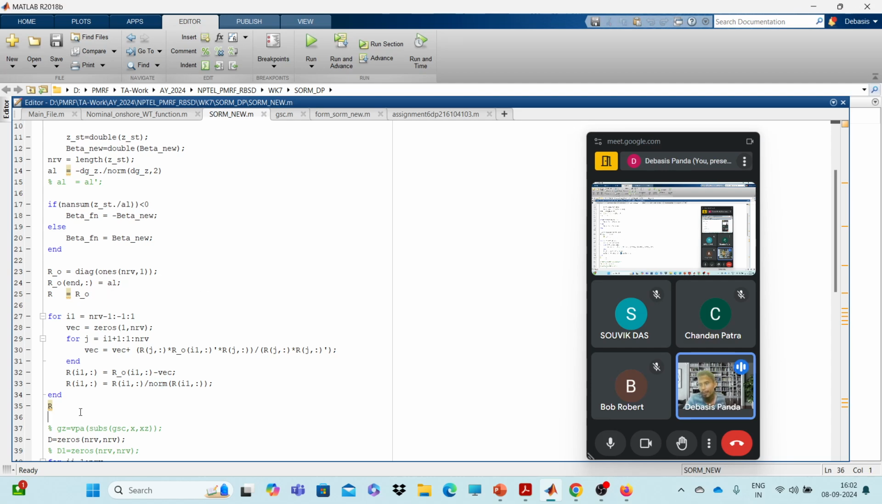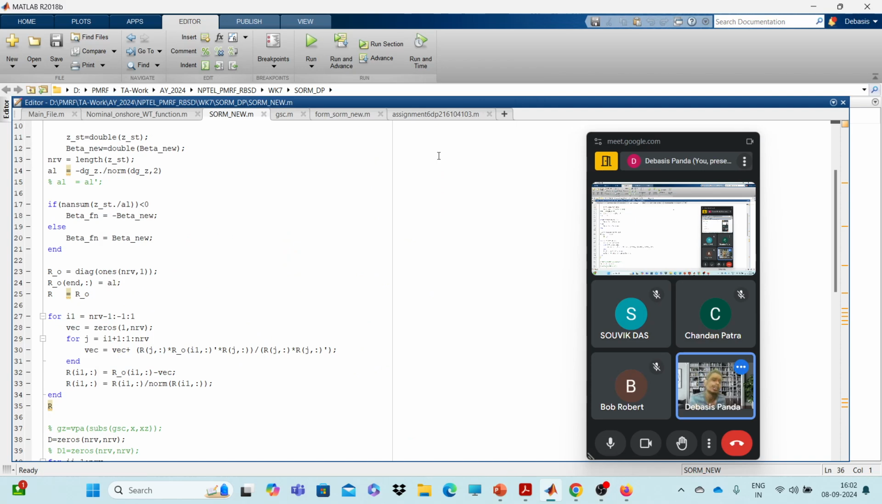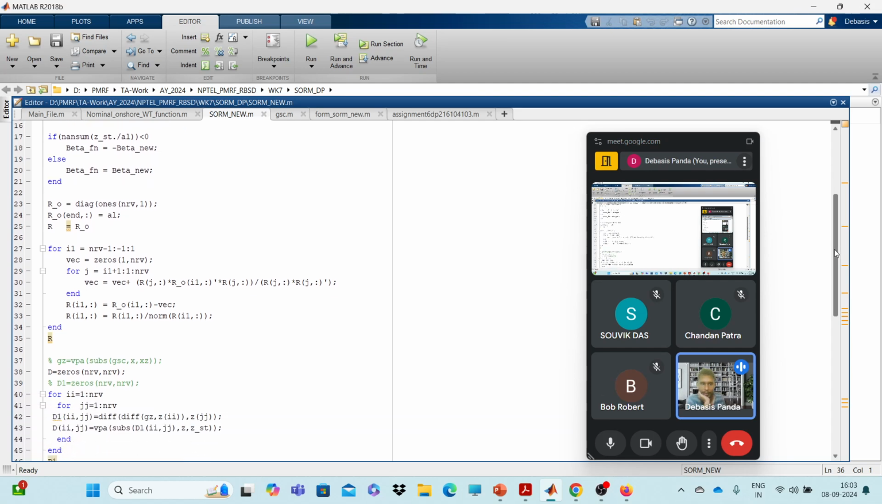Now up to this part, we have formulated the R matrix. That means we have the rotational matrix in our hand. Once we have the R matrix, we need to find the A matrix. But before going to the A matrix, we need to calculate the D matrix. And what does the D matrix contain? The D matrix contains the second derivative of the limit state function in the standard normal space. So for the second derivative, we need to differentiate g with respect to z1 twice, z2 twice, and we will have some cross terms. Let's see how we can perform it.